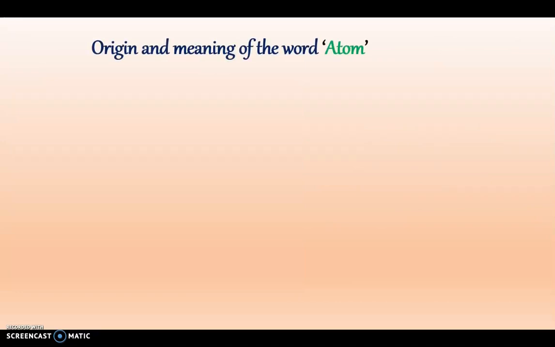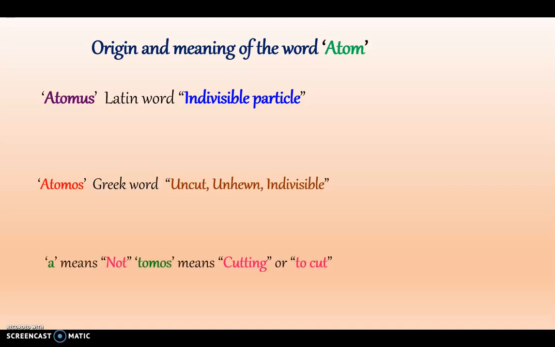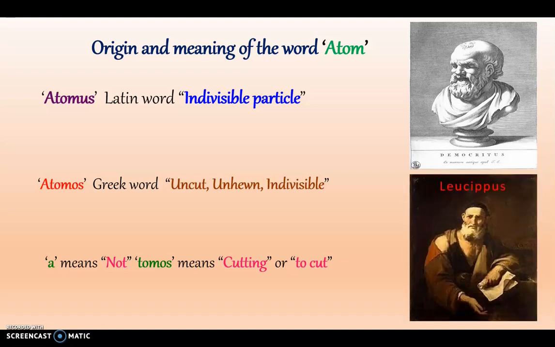Origin and meaning of the word atom. Atom is derived from atomos, a Latin word which means indivisible particle, and atomos, a Greek word which means uncut and indivisible. A means not, tomos means cutting or to cut, as suggested by Greek philosophers Democritus and Leucippus. The main points of his theory are as follows.